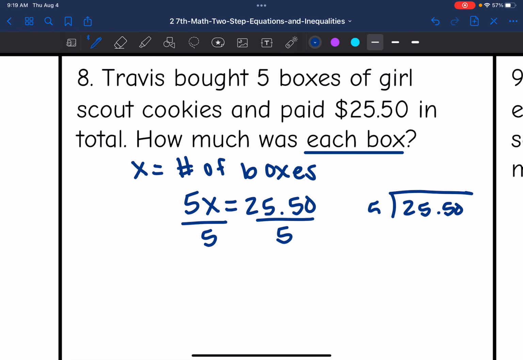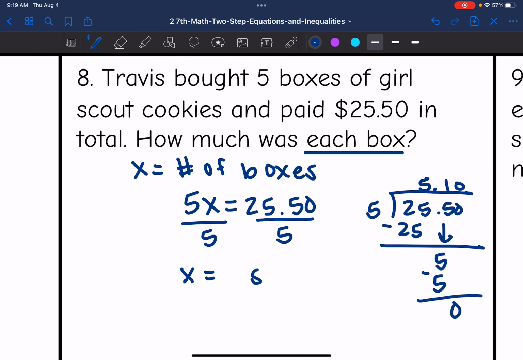25.50 divided by 5, that would be 5. Bring down the 25, bring down the 5 there. 5 can go into 5 one time, and we get 0. So looks like each box cost $5.10.